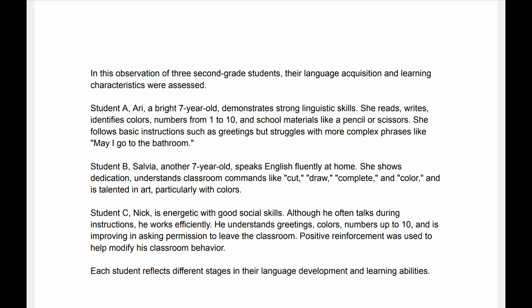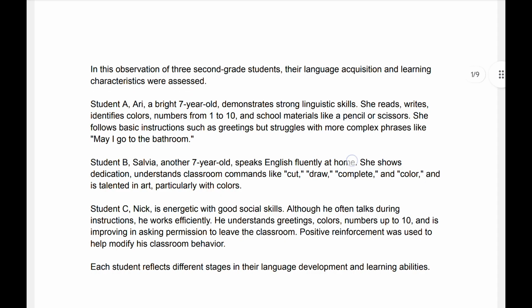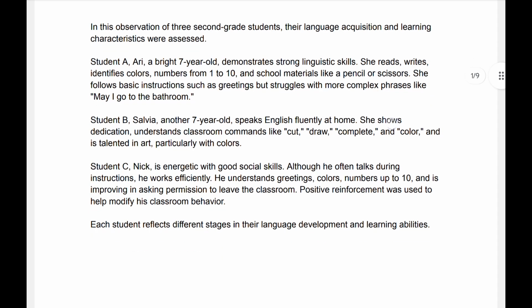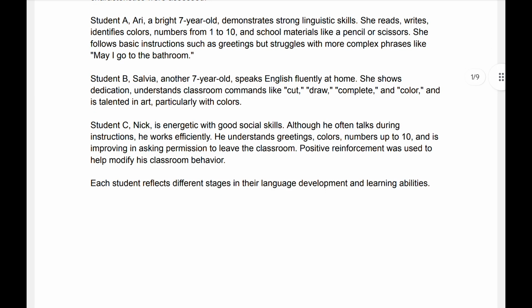Student C, Nick, is energetic with good social skills, although he often talks during instructions. He works efficiently. He understands greetings, colors, numbers up to 10, and is improving in asking permission to leave the classroom. Positive reinforcement was used to help him modify his classroom behavior. Each student reflects different stages in their language development and learning abilities.